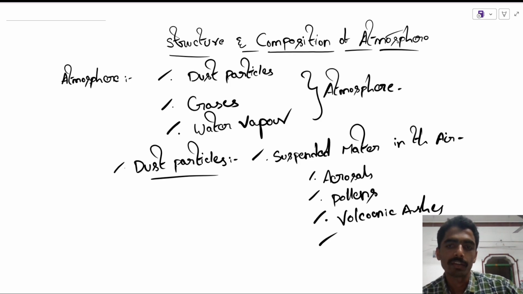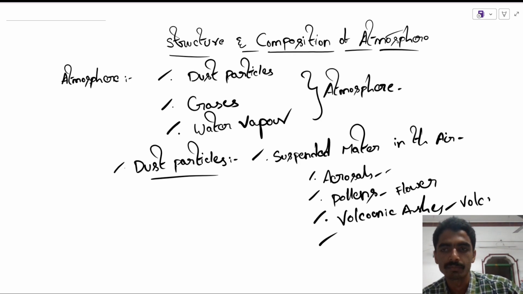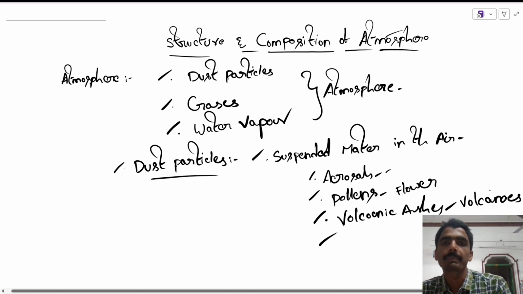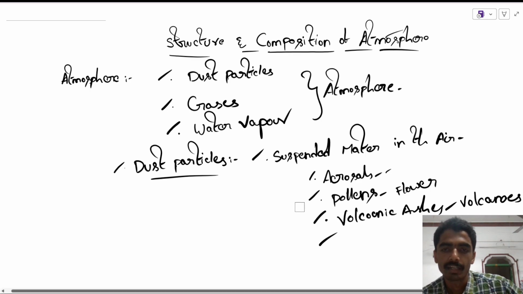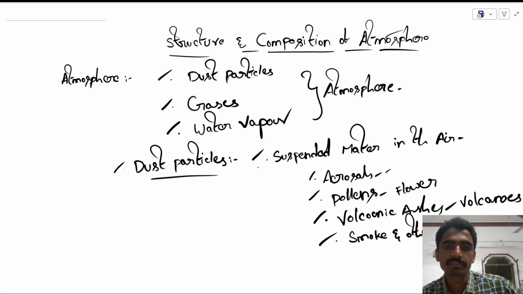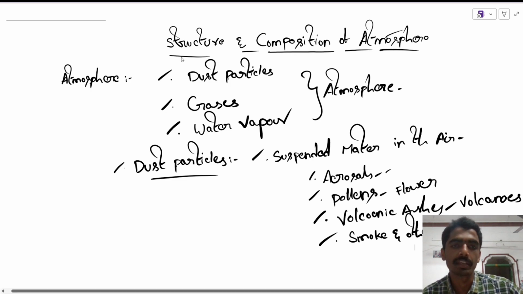Aerosols mean minute and very minute particles, and pollens are produced by the pollen grains from the flower, and volcanic ashes are erupted from volcanoes. When volcanoes erupt, the lava is converted into ash form. It is suspended in air, and can even be considered as smoke and some others. Mainly these were the dust particles.